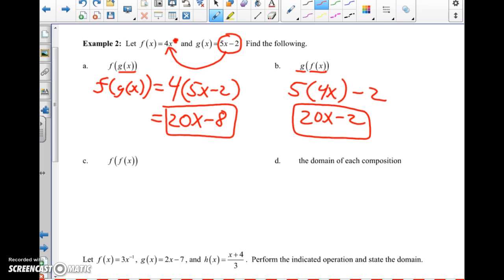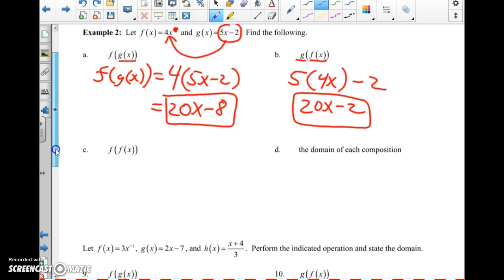Okay, so let's go to C then. F of x. So you're taking f of x and putting it in for x for f of x, right? What's that?